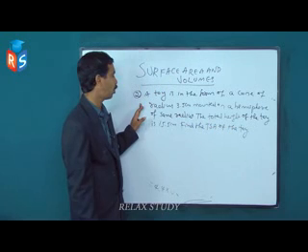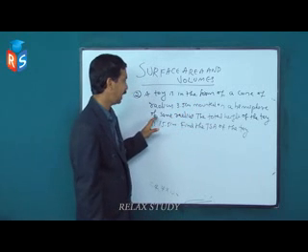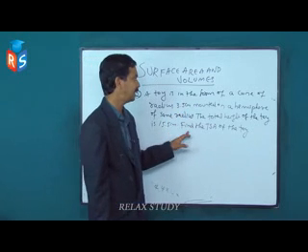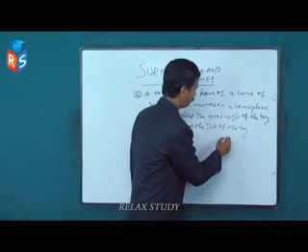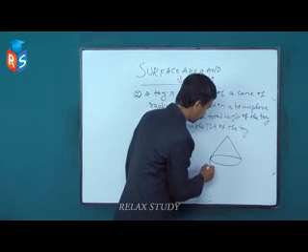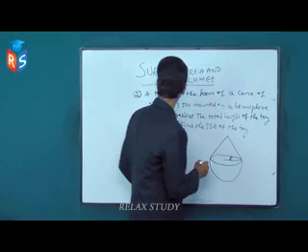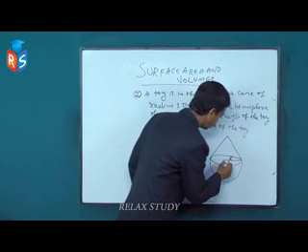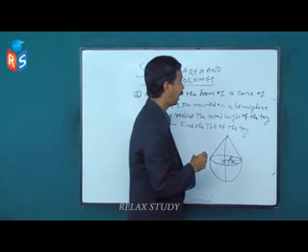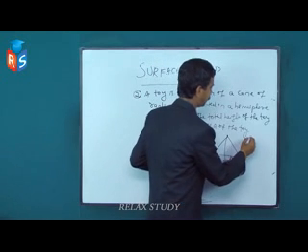A toy is in the shape of a cone of radius 3.5 centimeter mounted on a hemisphere of the same radius. The total height of the toy is 15.5 centimeter. We have to find the TSA of the toy. First, we can draw a rough figure. A hemisphere is mounted. This radius is given as 3.5 centimeter and the total height is given as 15.5.